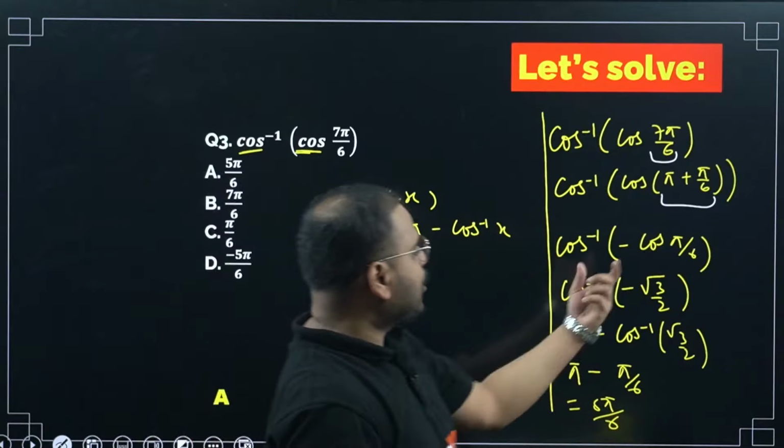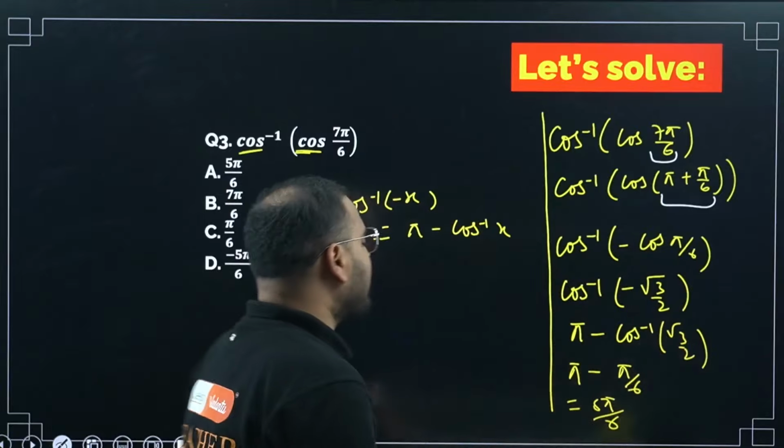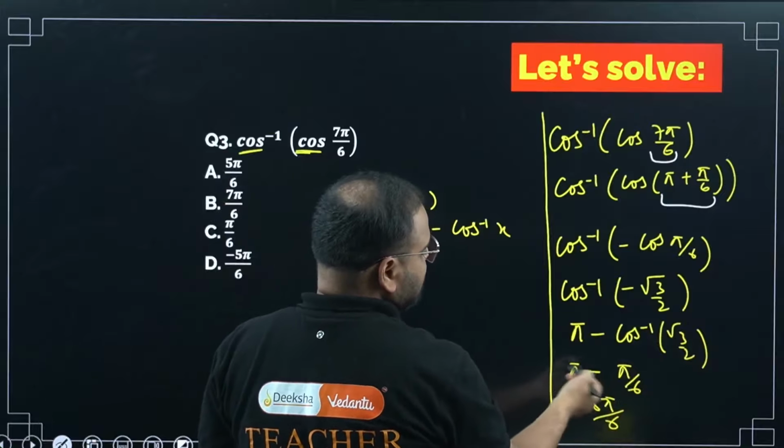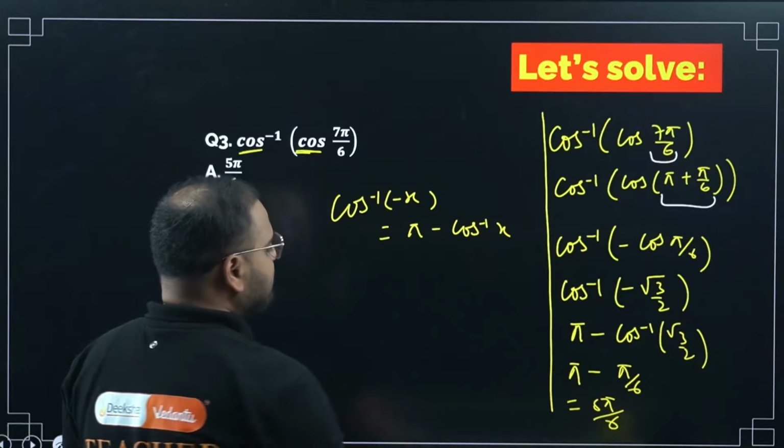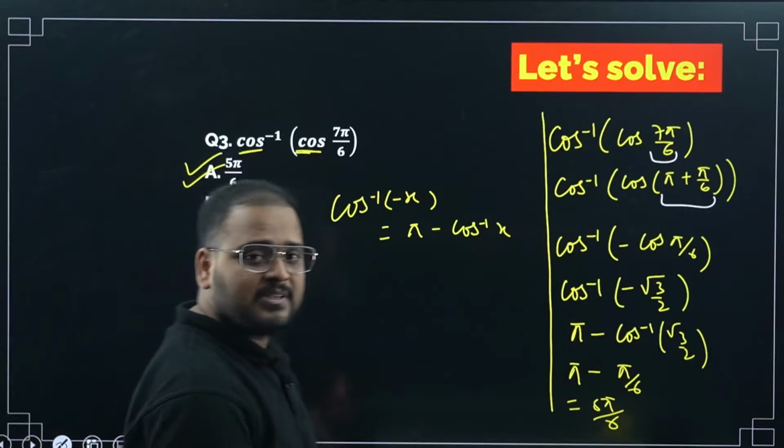I hope you can understand that. Cos pi by 6 was root 3 by 2, so in the same way cos inverse of root 3 by 2 is pi by 6. Subtracting, 6 pi minus pi will be 5 pi, so 5 pi by 6 is the answer. Answer is A. Simple enough.